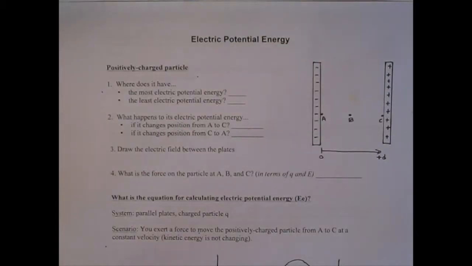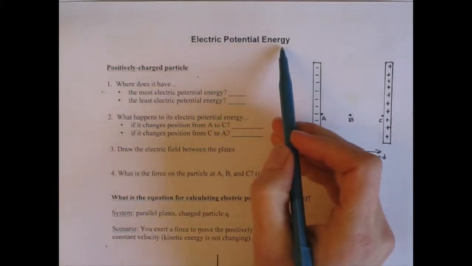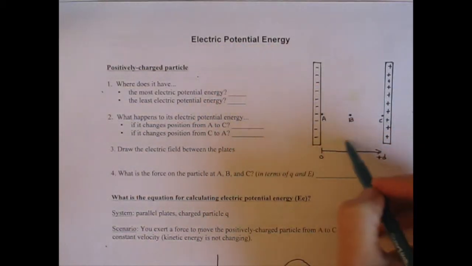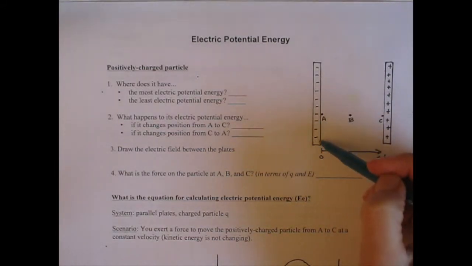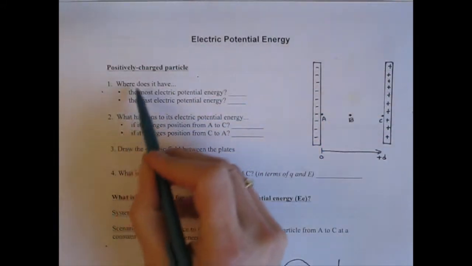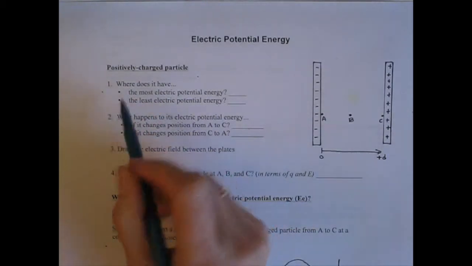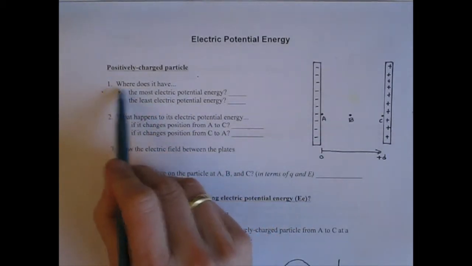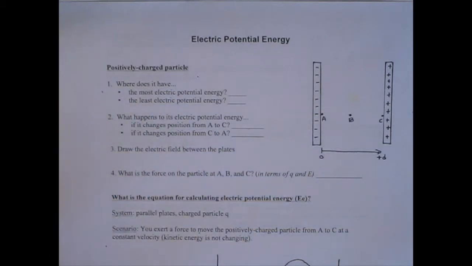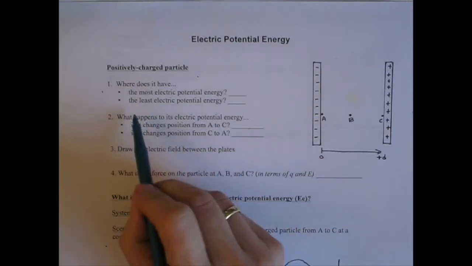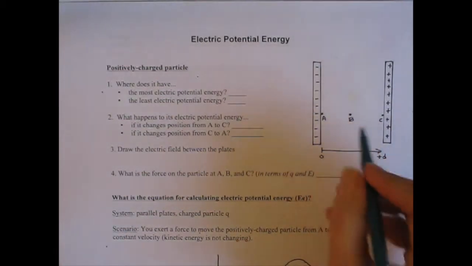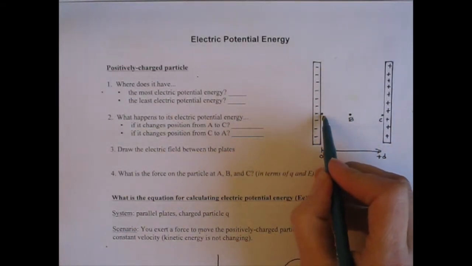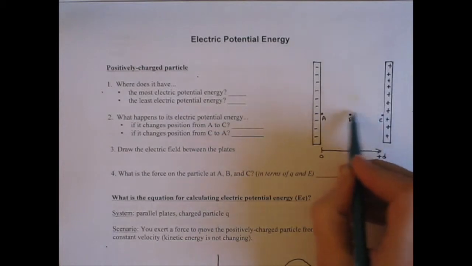In this video, we'll be talking about the electric potential energy of a charged particle in this space between two oppositely charged parallel plates. So we'll just work through the questions together and follow along in your notes. So number one, where would it have the most electric potential energy and where would it have the least electric potential energy?